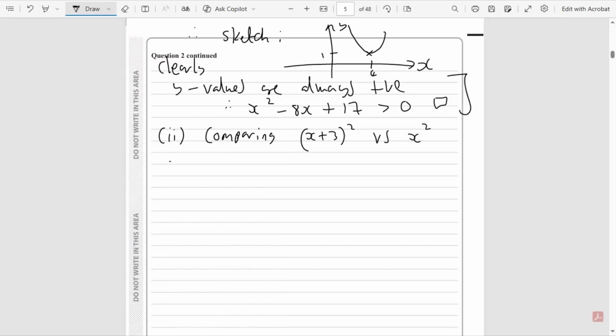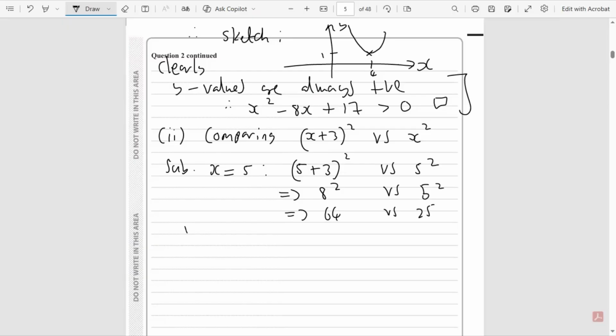So, you could sub in, for example, a random number like x equals, let's go with 5. If you did that, you have 5 plus 3 squared versus 5 squared. So obviously this is going to give you 8 squared versus 5 squared, which gives you 64 versus 25. So you can say that in this case, this means that x plus 3 all squared is greater than x squared.